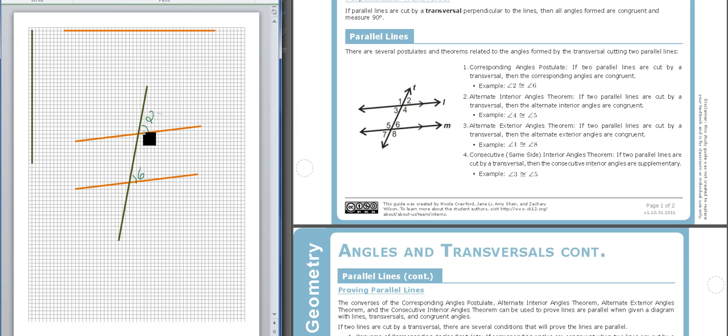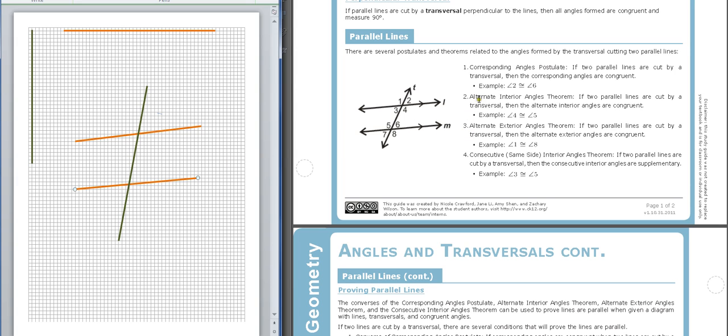That means the angles 4 and 8 have the same measure. This angle here, 1, has the same measure as 5. And this angle here, 3, has the same measure as 7. All right? Those are the corresponding angles. And the corresponding angles are congruent, meaning they're the same measure.